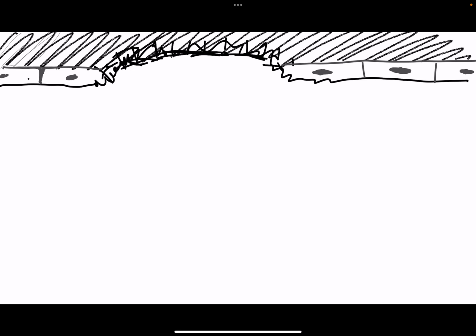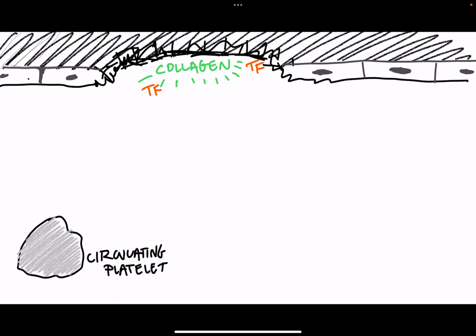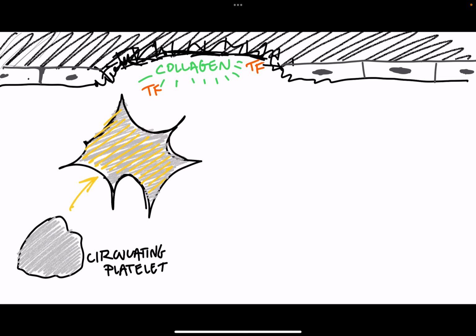So this childlike drawing depicts what may happen if, as you see above, there's a defect in the intima, which exposes collagen, also exposes tissue factor. And so our circulating platelets, which are minding their own business, when they run into these things, they, through their glycoprotein receptors, will bind von Willebrand factor, they'll bind to these areas, the collagen.